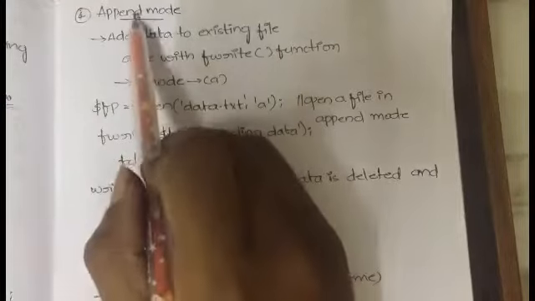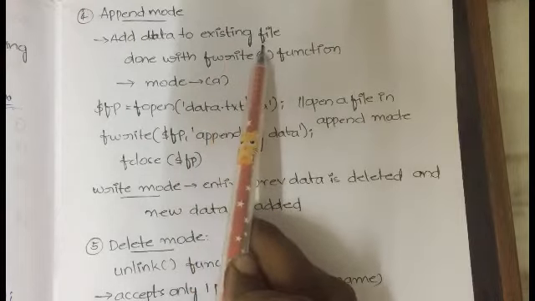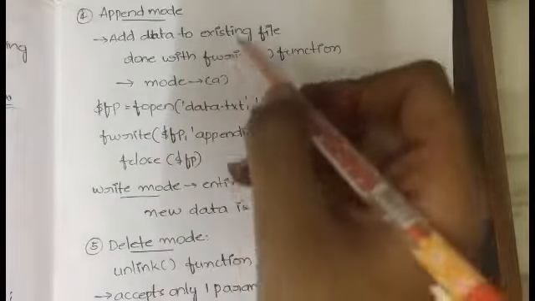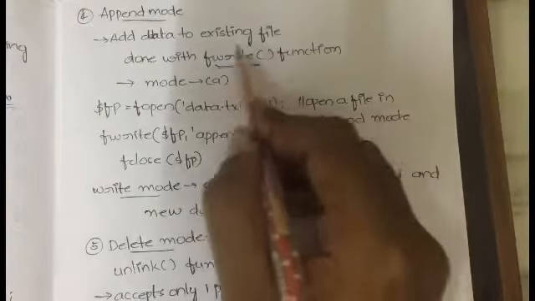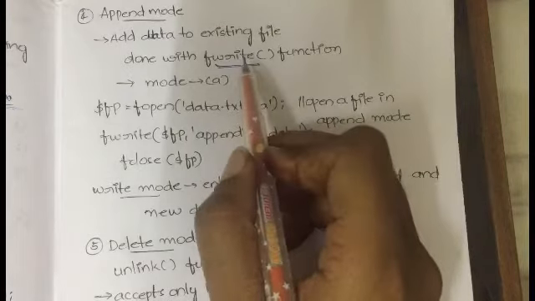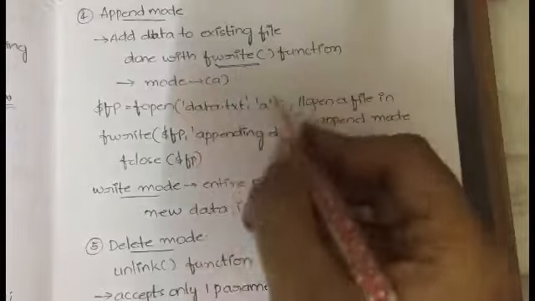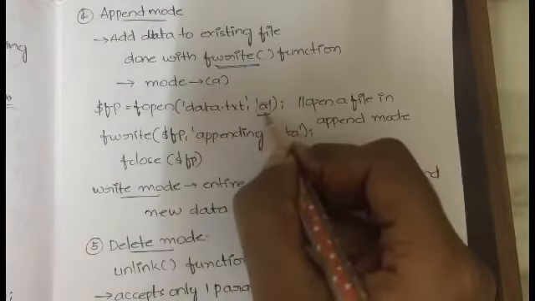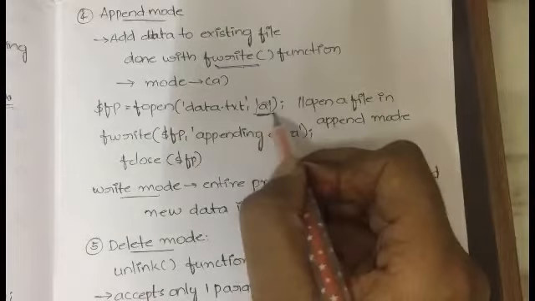And the fourth one we have is append mode. It will add data to the existing file, and it is done with the fwrite function only. We don't have a separate append function to do append mode. We will be doing it with the fwrite function only. But first we will open the file using append mode. This is the mode, right? The second parameter we are passing in the fopen function is the mode of the file.